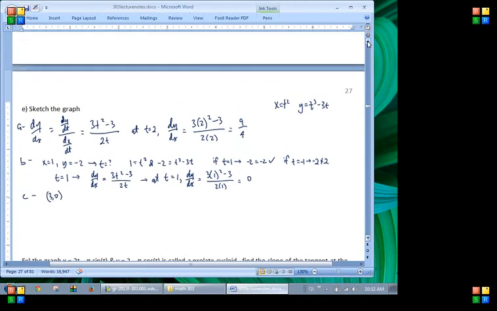Now we're back in business. Okay, so let's see if that's possible. What we're saying is that 3 should equal t squared, and 0 should equal t cubed minus 3t. So how many solutions are there to this?